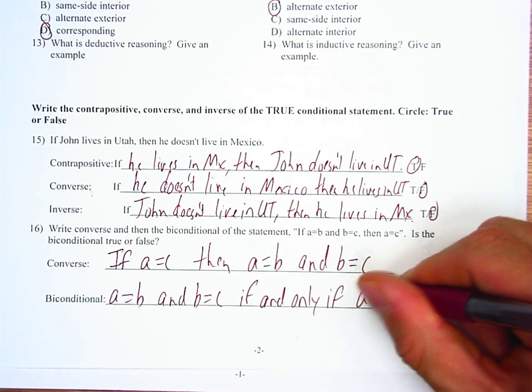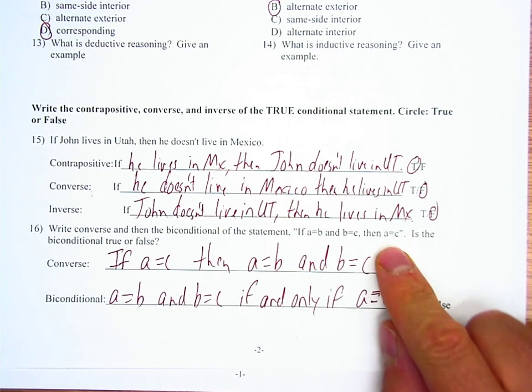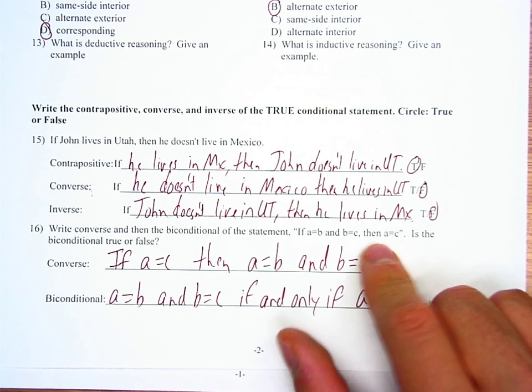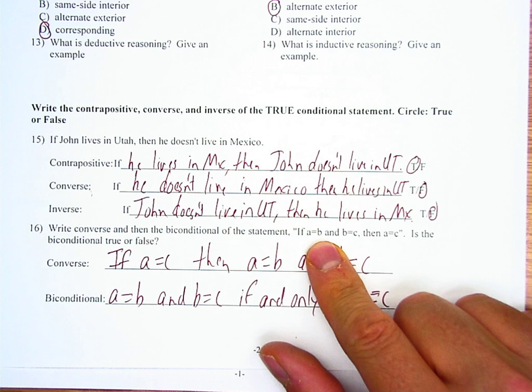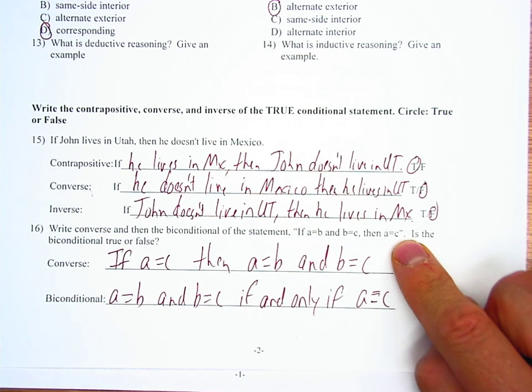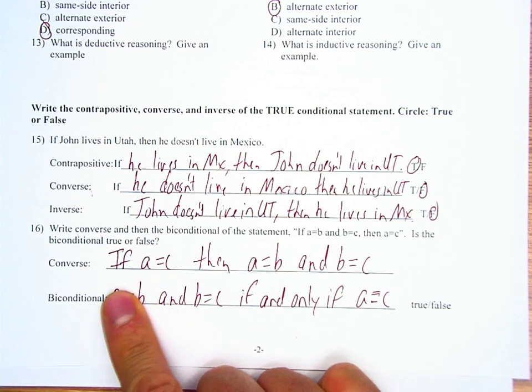So let's figure out if this is true. The original statement is the transitive property of equality. If A is B and B is C, then A is C. In other words, C replaces B in the first statement because B is equal to C, or C is equal to B. The converse of the statement, is it also true?